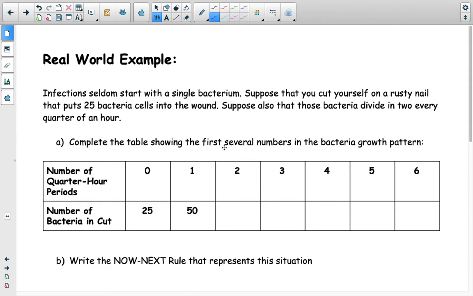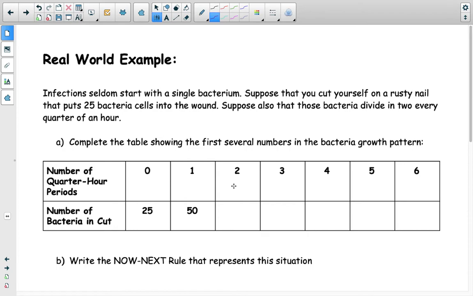Complete the table showing the first several numbers in the bacteria growth pattern. So, number of quarter-hour periods, starting at 0, and number of bacteria in the cut. We have 25 bacteria in the cut at the very beginning. A quarter of an hour later, which is 15 minutes, the cells divide by 2, so instead of 25, we're going to have 50 now, because each cell divided in half, so then we have 2 for every one. We originally started with 25, now we have 50.